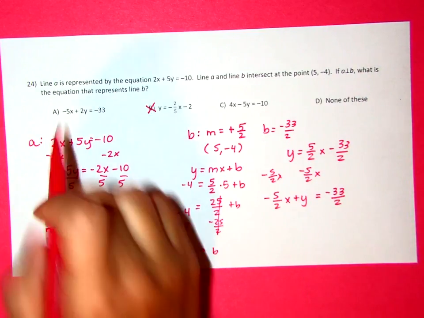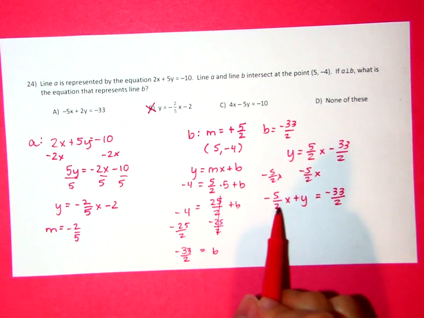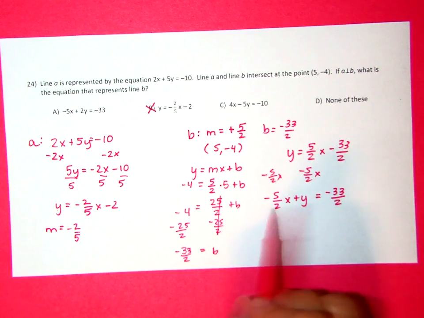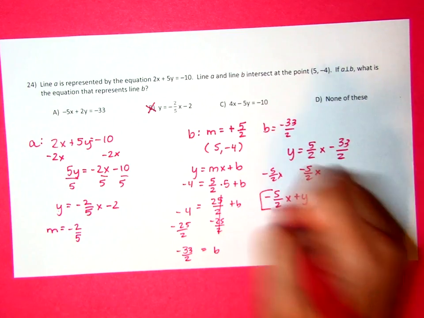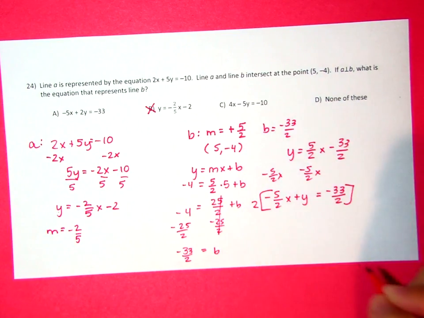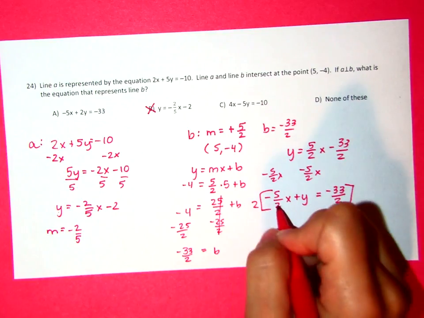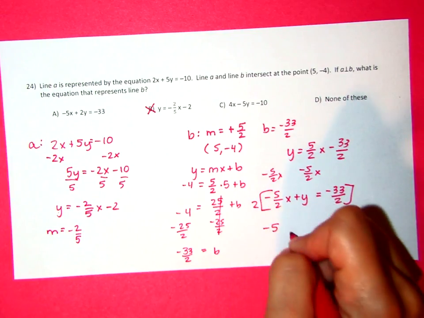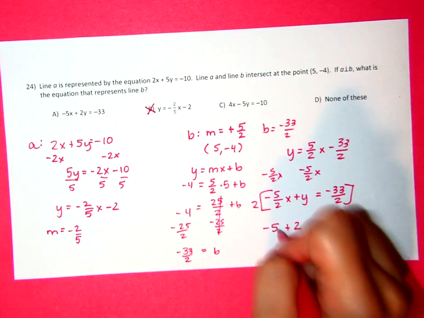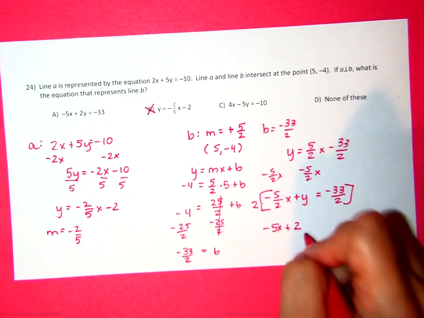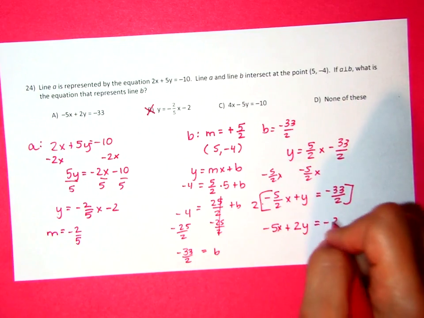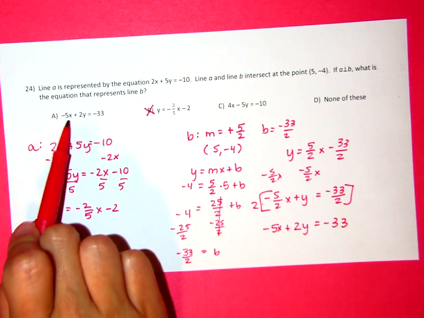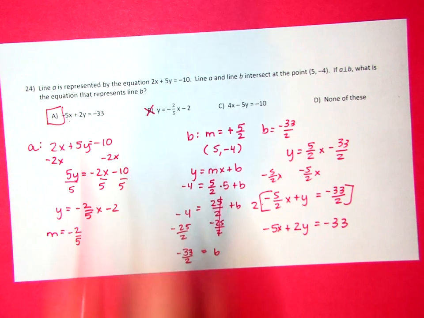The next thing I notice is they don't have any fractions. So let's go ahead and get rid of these numbers here. We can clear the fractions out by getting rid of these 2's, so this says multiply by 2. If I take this whole equation and multiply by 2, then when I multiply this by 2, I get negative 5x. When I multiply the y, I get 2y equals, and then the 2's here would cancel, leaving me with negative 33. That actually matches answer choice A. So that is the same.